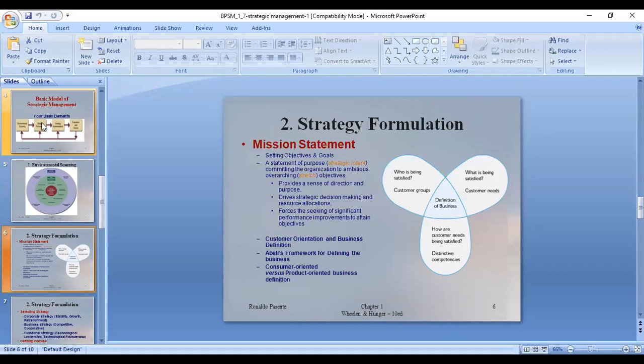Strategy formulation. We have gone through environmental scanning. Next, strategy formulation. How will you design the strategy formulation? Before that, we must know about the vision and mission of the organization.